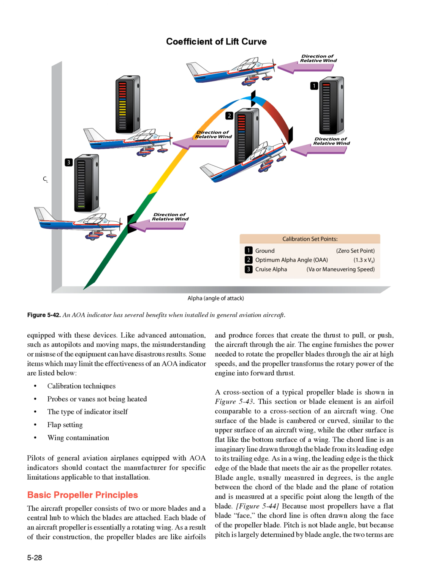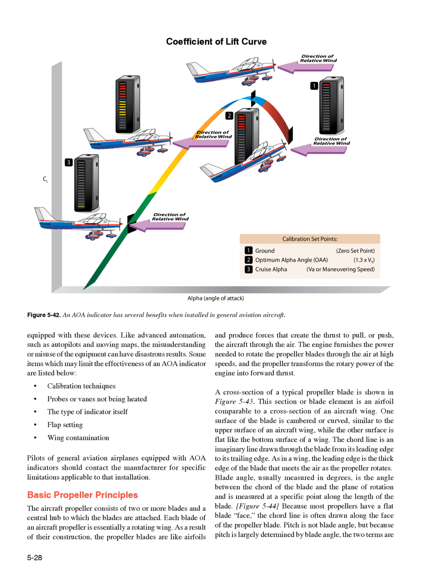An OA indicator has several benefits when installed in general aviation aircraft. Alpha, angle of attack, equipped with these devices. Like advanced automation, such as autopilots and moving maps, the misunderstanding or misuse of the equipment can have disastrous results. Some items which may limit the effectiveness of an OA indicator are listed below: calibration techniques, probes or vanes not being heated, the type of indicator itself, flap setting, wing contamination. Pilots of general aviation airplanes equipped with OA indicators should contact the manufacturer for specific limitations applicable to that installation.